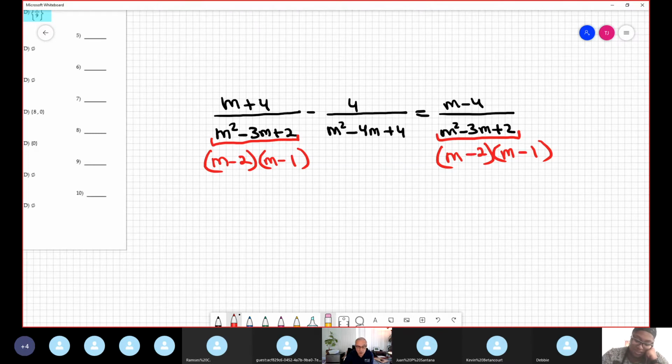And the third one is a perfect square. So you can write m minus 2 and m minus 2, because 2 times 2 is 4, negative 2 and negative 2 is positive 4, and negative 2 plus negative 2 is negative 4. And you can write, if you want, m minus 2 squared, because they are twin brothers. Do you follow me so far?